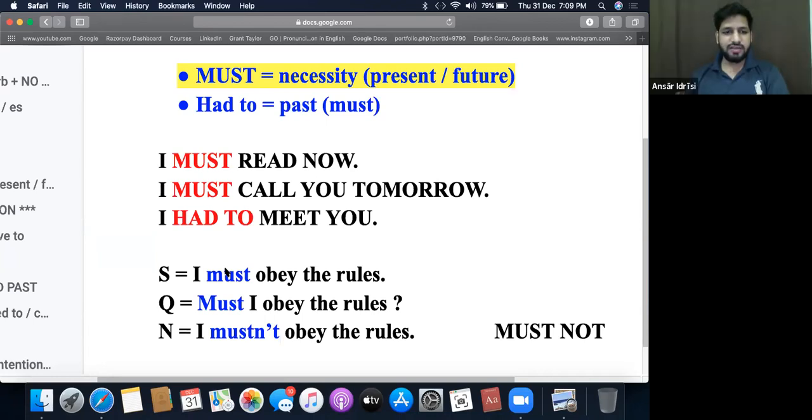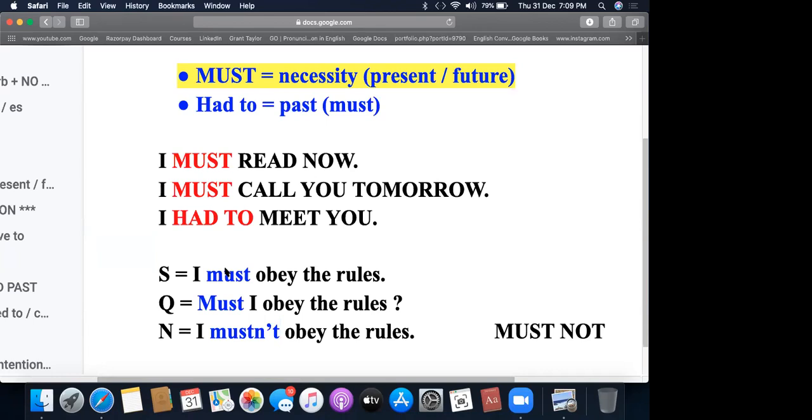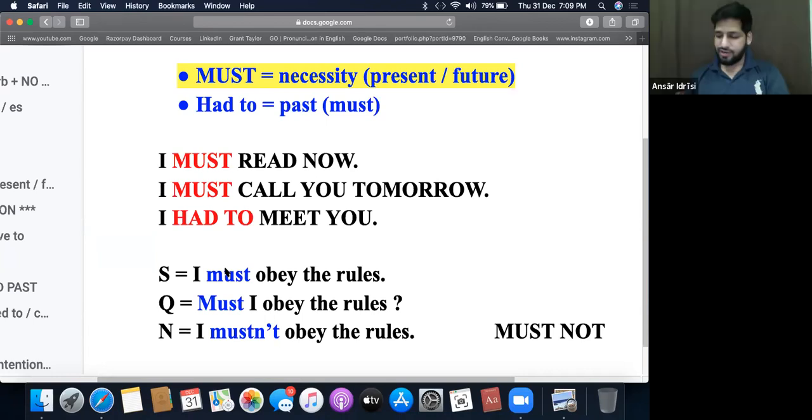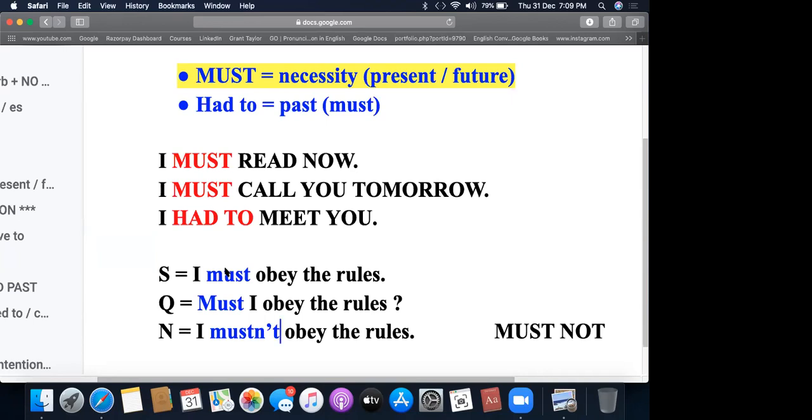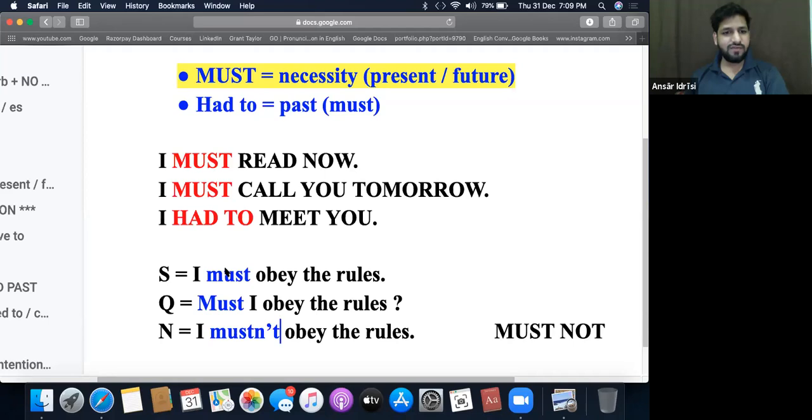I must join the meeting. Must I join the meeting? I mustn't join the meeting. Very good. Sick. Must he be sick? He mustn't be sick. Very good. उसको धोखा देना चाहिए. Must he deceive? क्या उसको धोखा देना चाहिए? He mustn't deceive.